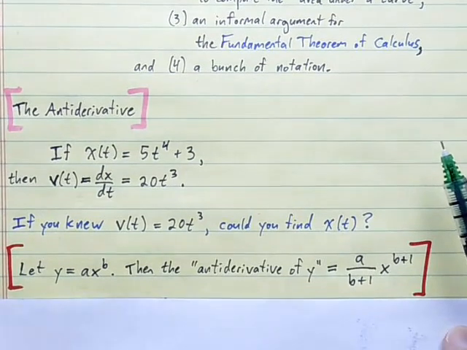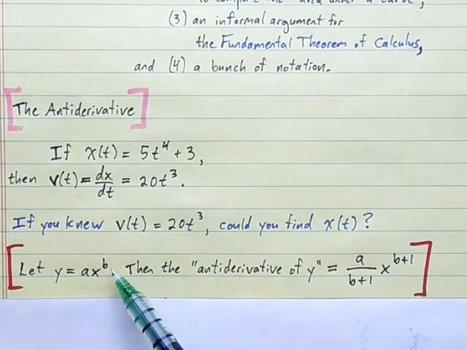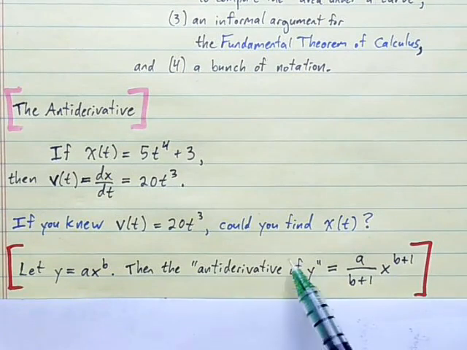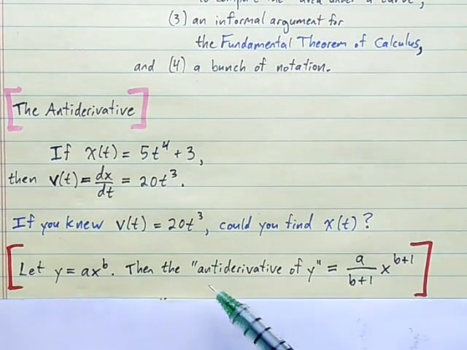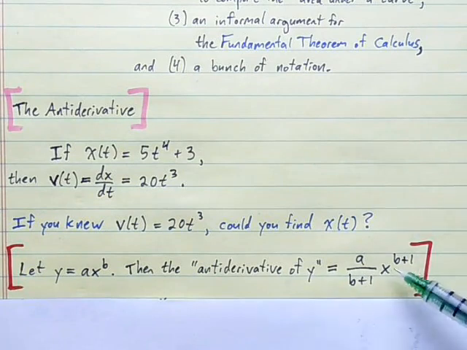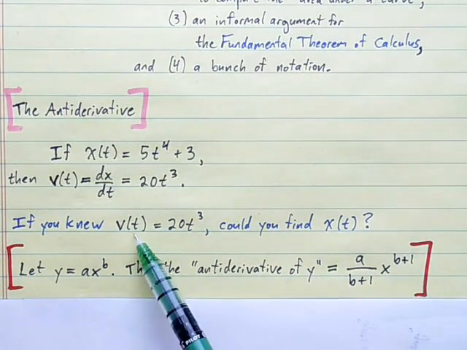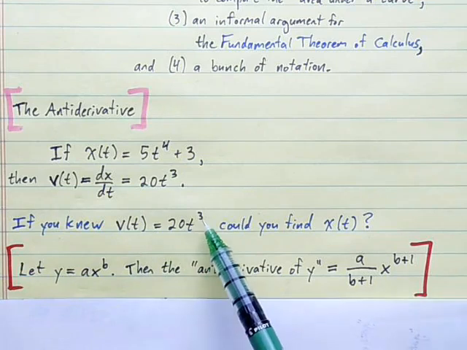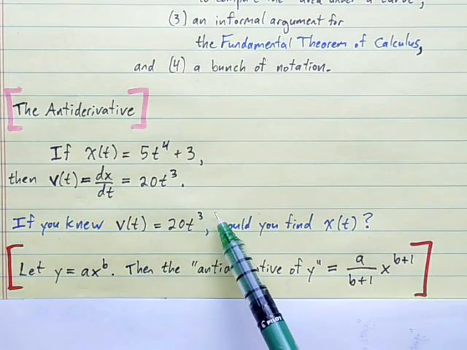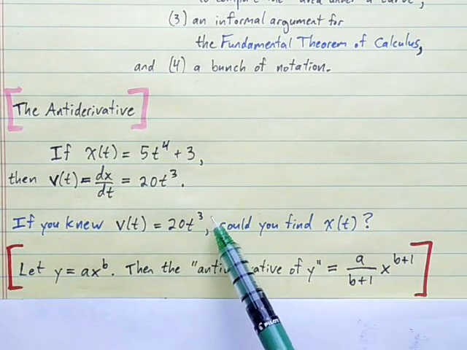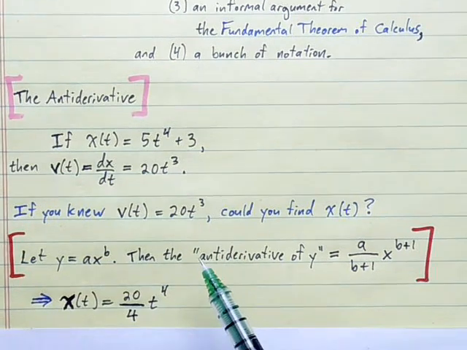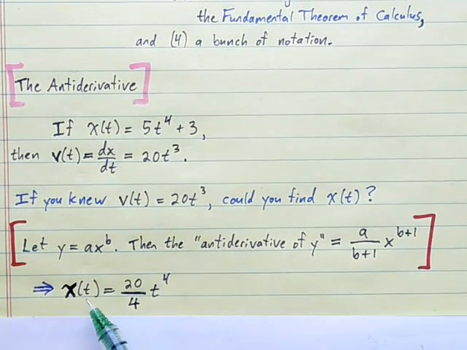Put generally, if y equals ax to the b, then the antiderivative of y can be found by this reverse rule. The antiderivative of y would be x to the b plus 1, and then we would take that a and divide it by b plus 1. So applying that here to our velocity function, we're going to take t to the 3 plus 1, so it'll be t to the fourth, and then we'll take 20 divided by 4. So our position function that we're trying to recover should be 20 divided by 4 times t to the fourth. So that's 5 times t to the fourth.